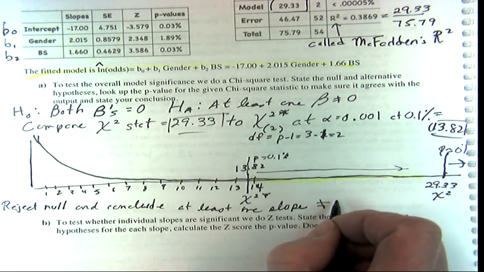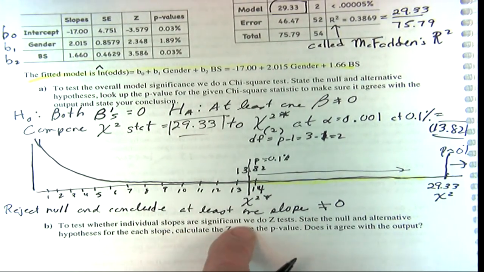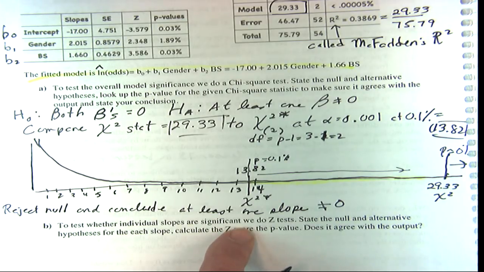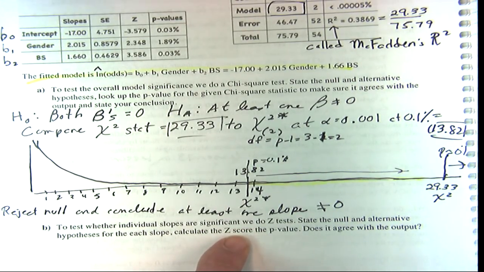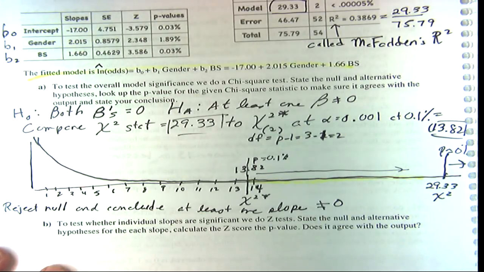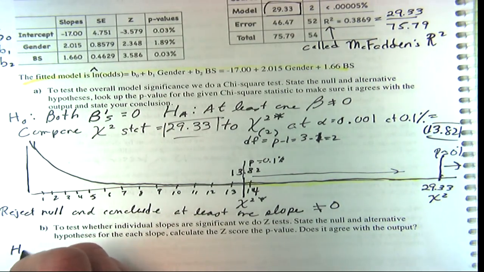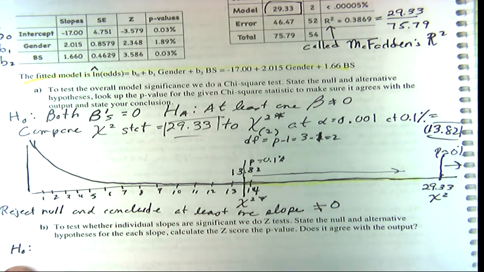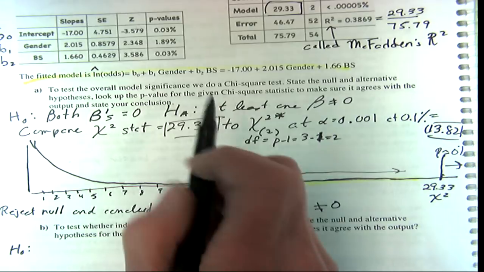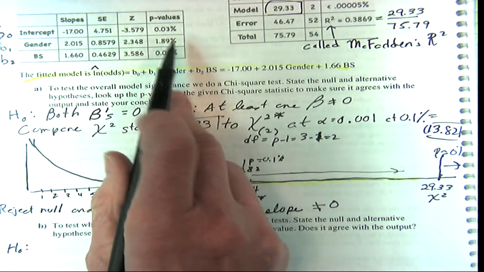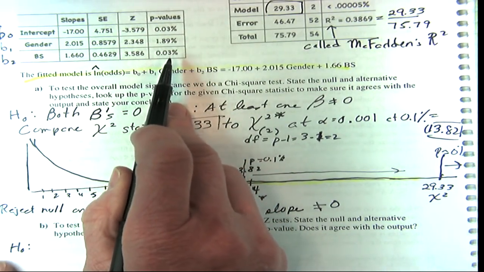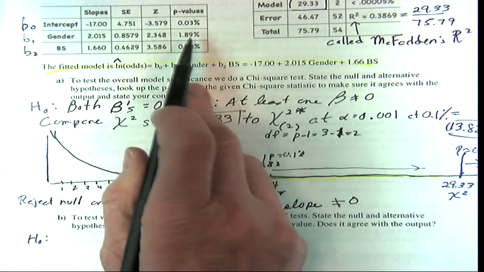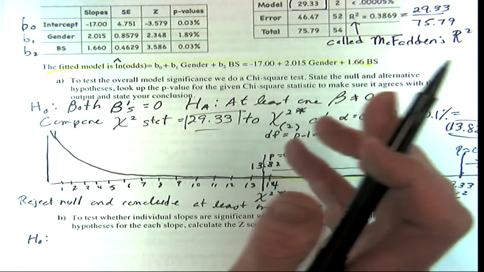So now, to test whether the individual slopes are significant, we're going to do these z-tests. It's very familiar, easy. You don't have to worry about degrees of freedom here at all. We could do the gender slope first. Let's see if it's the gender or the biological science, it could be both. It looks like it's both. We can look right up here. It looks like the biological science is even more significant, but let's just do it and make sure it agrees.